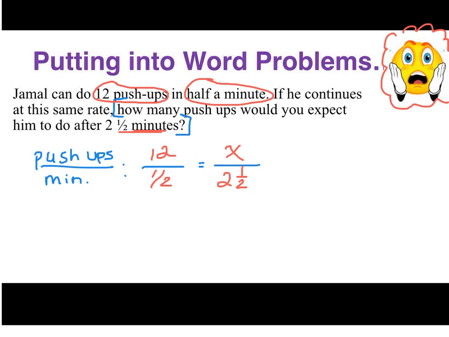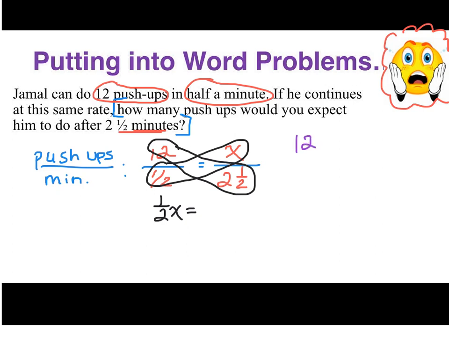Alright, so let's check this over. I'm going to cross multiply 1/2 times X, which is 1/2 X, and that's going to equal 12 times 2.5. So I'm going to come over to the side and write it out horizontally. 12, or 12 over 1, times 2.5. 12 times, I'm going to convert to an improper fraction. We get 5 over 2. Multiply straight across, I get 60 over 2. And 60 divided by 2 converts easily and divides out easily to 30.